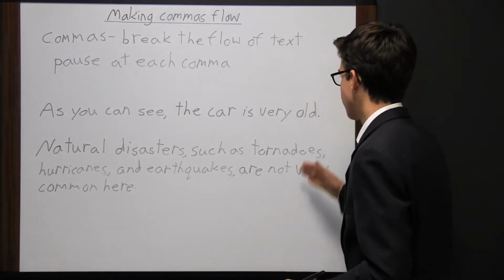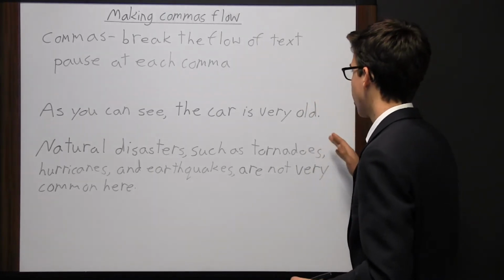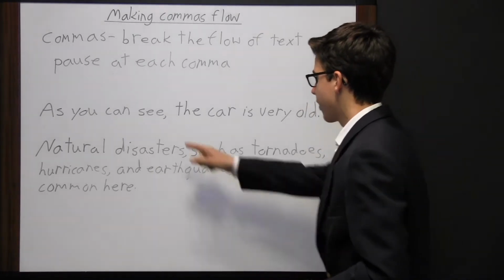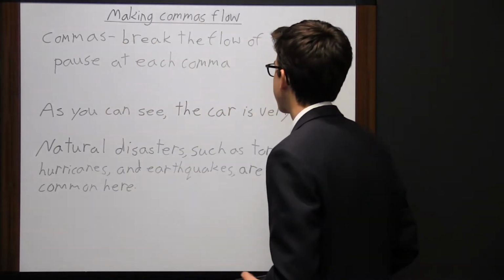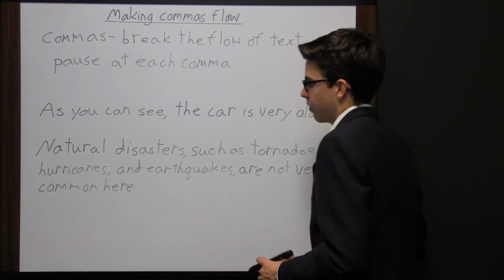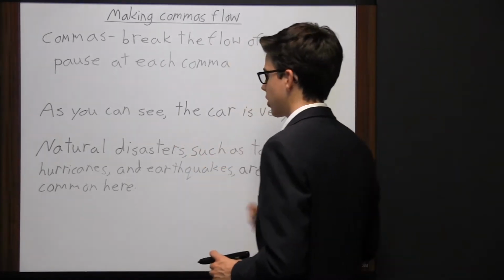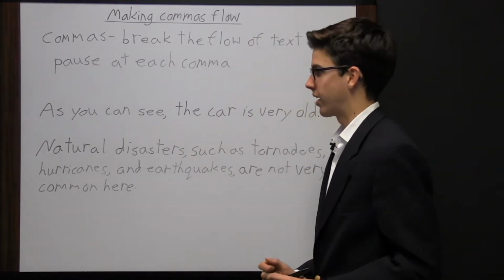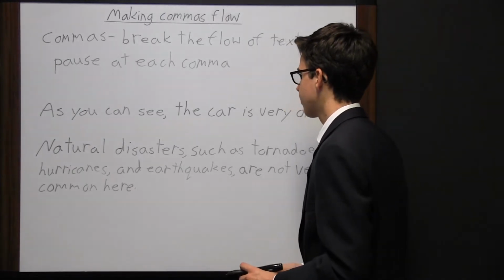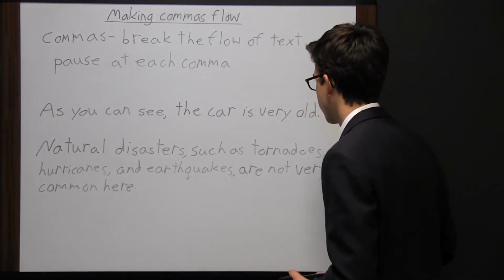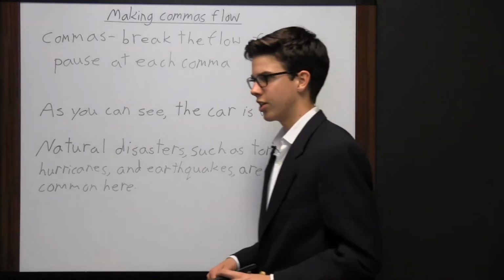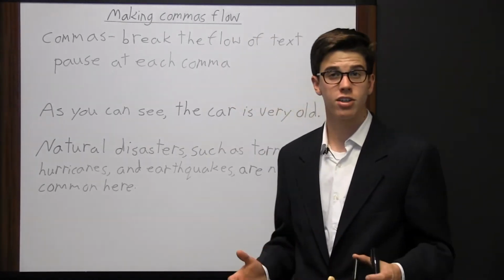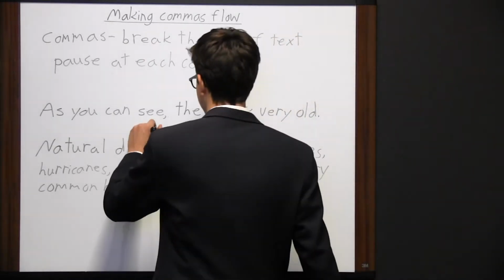So let's practice. Right here we have a sentence that says, as you can see, the car is very old. But we have a comma right here. So if you're just reading this to yourself inside your head, you may have trouble determining whether or not the comma is needed. So try reading it out loud and deliberately stopping at the comma. As you can see, the car is very old. Well, that makes sense because if you were speaking this, you would be explaining to someone and you would say, as you can see, the car is very old. So the comma there is needed.